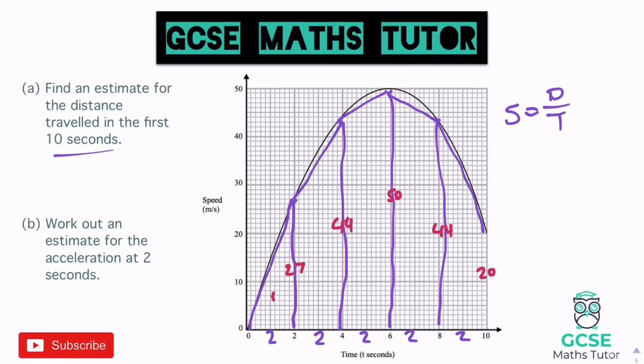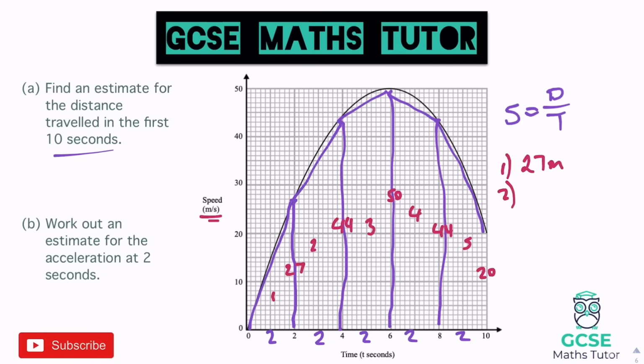So I'm going to label these up 1, 2, 3, 4 and 5 and work out the area of all these shapes. So shape number 1's a triangle. So base times height, 2 times 27 and halve it is 27. So just having a look at the units here, it's metres per second. So the shape 1 is representing 27 metres.